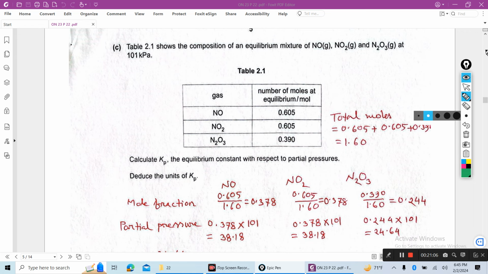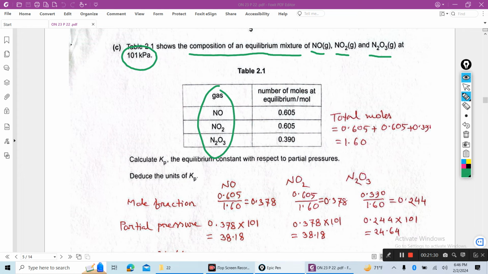Now you see the next question, number C. What is given? The composition of an equilibrium mixture of nitrogen monoxide, nitrogen dioxide, and dinitrogen trioxide at 101 kilopascal. Total pressure is 101 kilopascal. These are their gases and their number of moles at equilibrium. Equilibrium moles are given. So at first, the question is asking to calculate Kp.